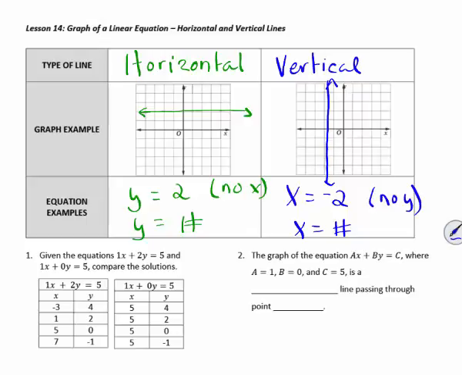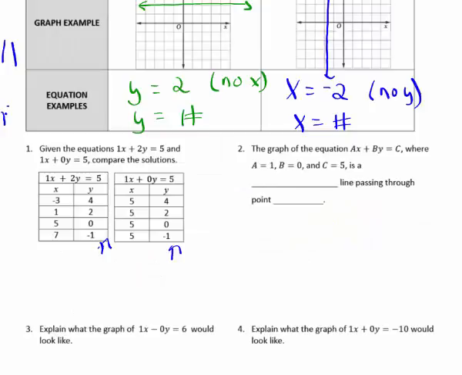All right, so let's take a look and see here. So given the equations 1x plus 2y equals 5 and 1x plus 0y equals 5, compare the solutions. So here we have, right, we're looking and we have -3, we put it in, you get 4. So the y values are staying the same in each problem, but the x values have changed, right? Because here x has to equal 5. It doesn't matter what y is. So here we have the same y values, but x's are going to be constant. So they have the same y values, but they have different x values.